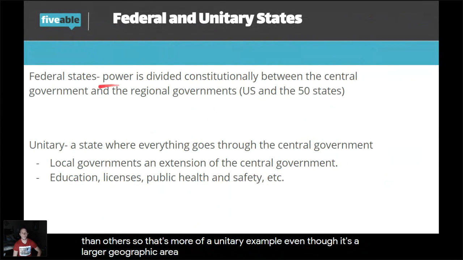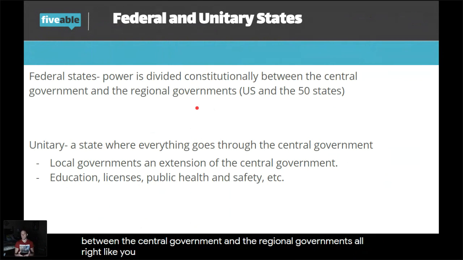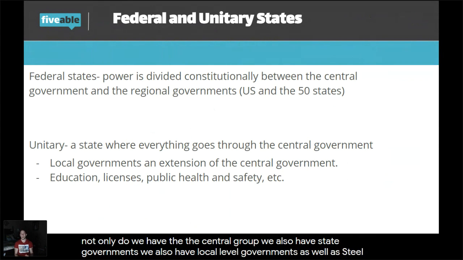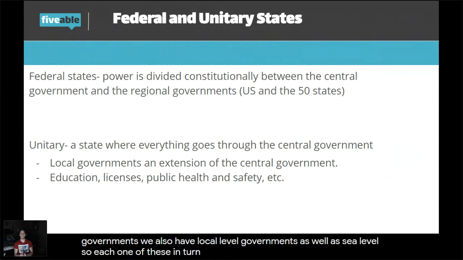Let's see. Federal states: powers divided constitutionally between the central government and the regional governments, right? Like you would see in the United States of America. We have not only the central government, we also have state governments, and local level governments as well, the city level. So each one of these different levels has different responsibilities in terms of what they do on behalf of the people.